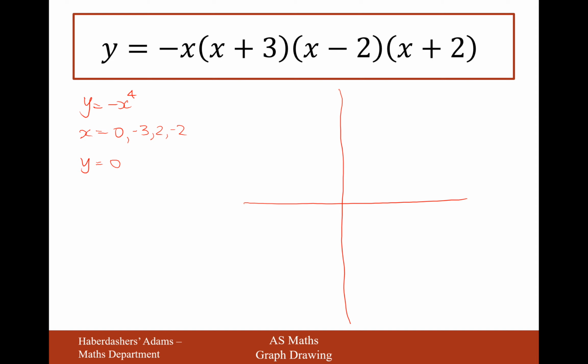So let's now consider the graph. It's going to go through at 0, at -3, at -2, and at 2. Try and make it symmetric on both sides. It's a negative quartic graph, so it's going to start down here and finish down here. So it's going to go up, down, and that's your answer.